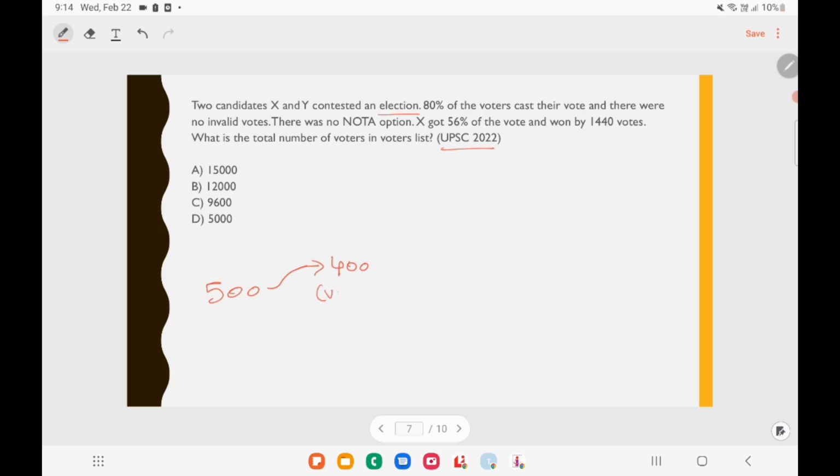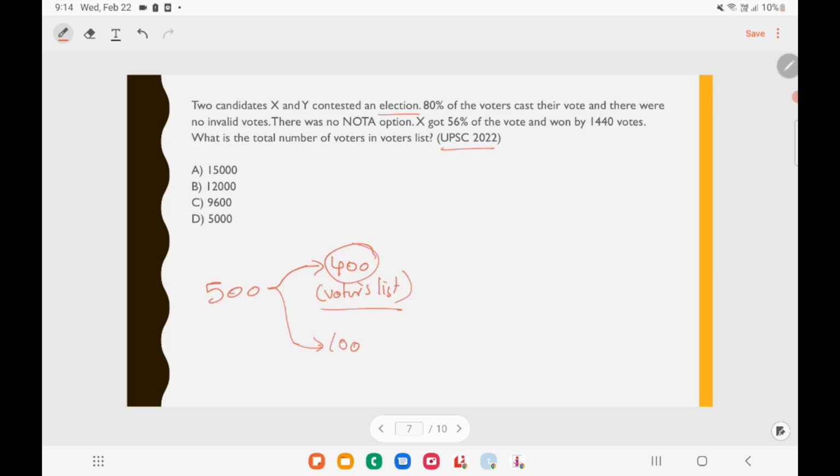That means 400 people are there in the voters list. Only those names in the voters list can vote, right? So out of this 500, 400 people can vote and the rest 100 cannot vote. Maybe they are students or they are children who haven't attained the age of 18, so they don't have the right to vote. Only 400 can vote. That means they are in the voters list.